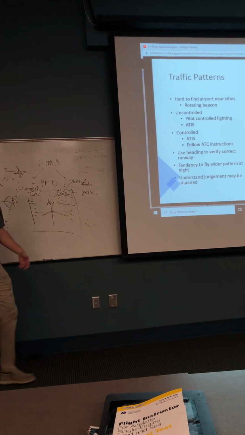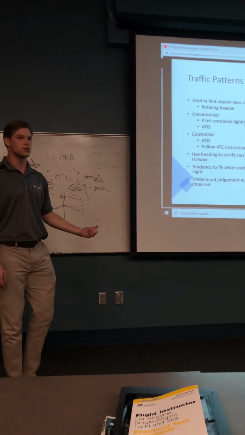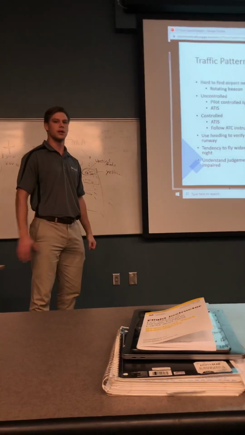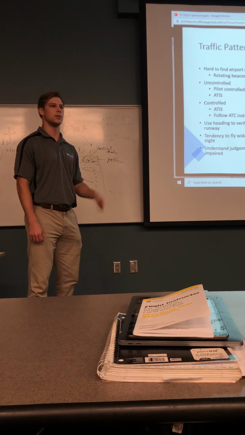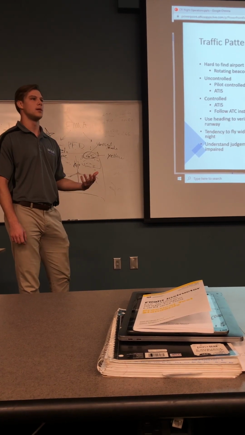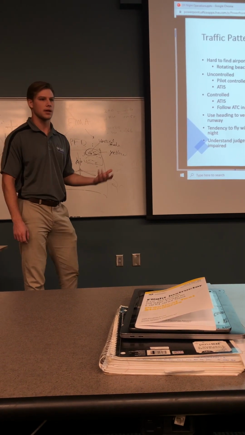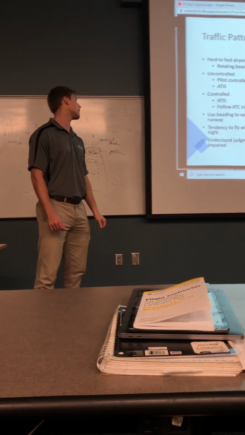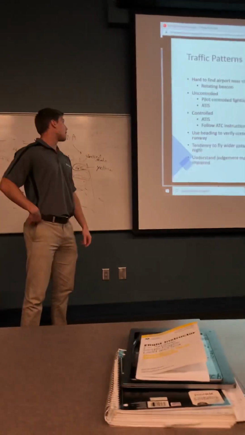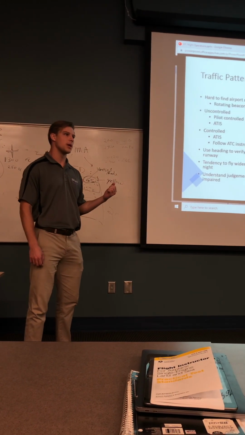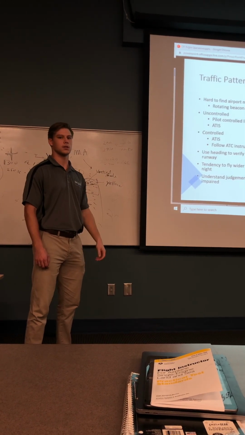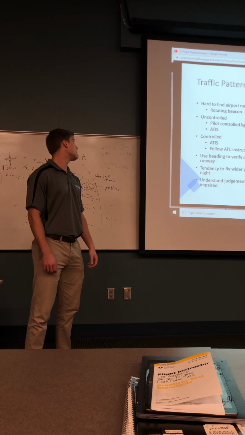All right, so for traffic patterns, sometimes airports can already be hard to find, especially near cities at night, and a good way to find one is the rotating beacon, because an airport at night will just look like everything else in the city, all lit up with the same lights. And for uncontrolled airports, you can use the pilot controlled lighting. Change the settings on it, and see if it lights up more than the city lights around it if you can't find it.